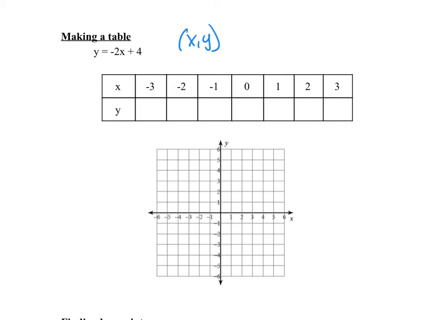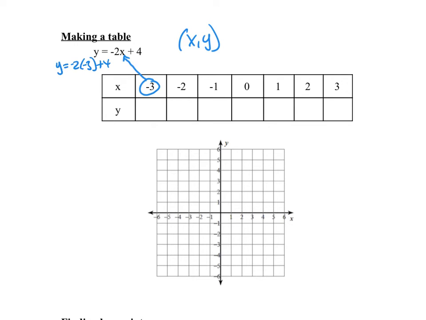And what we're going to do is plug in values for x into the equation and figure out what's the y that I would get as a result by plugging that x in. So this first one is a negative 3 as the x, so we're going to plug that in here. And remember, when we're plugging in numbers, we usually plug them in parentheses. So I would get y equals negative 2 times negative 3 plus 4.